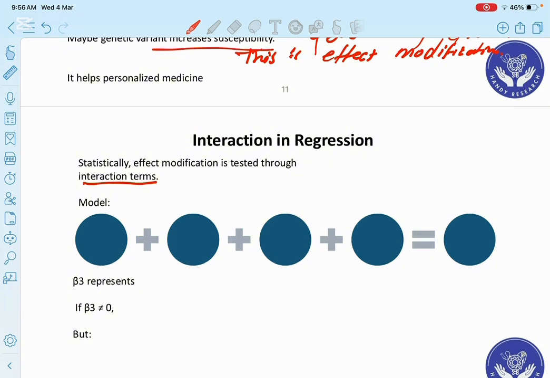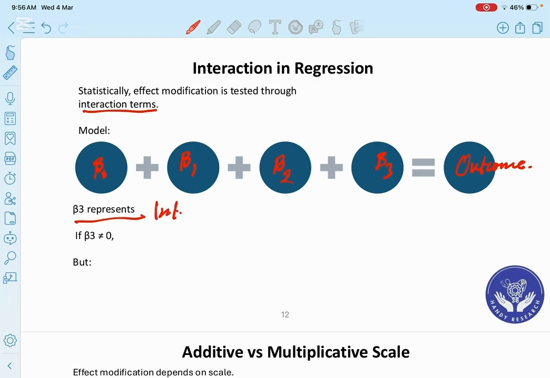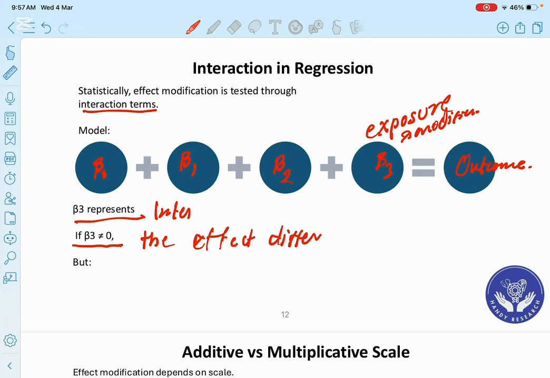For example, there is a model where B0 is the no-exposure baseline, B1 is the exposure, B2 could be the modifier, and B3 is the modifier multiplied by the exposure, which leads to the outcome of the study. B3 always represents the interaction, because it is exposure and modifier together. If B3 does not equal 0, the effect differs across modifier levels. I will explain the regression detail in the analysis parts.